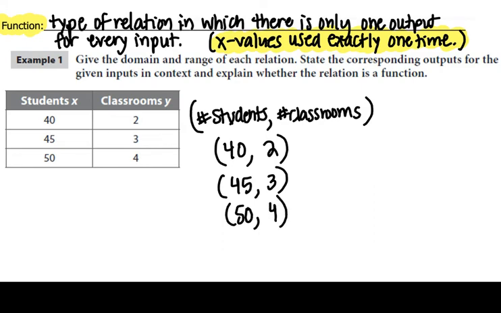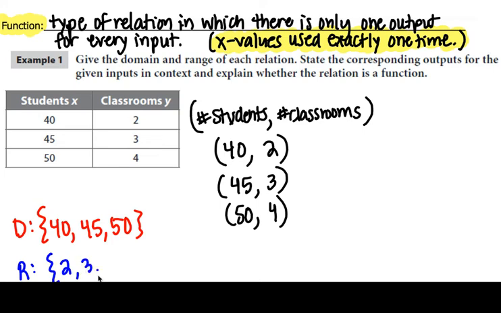Our domain is 40, 45, and 50, and our range is 2, 3, and 4. This is a function because each member of the domain, 40, 45, and 50, is used exactly one time. So this is a function.